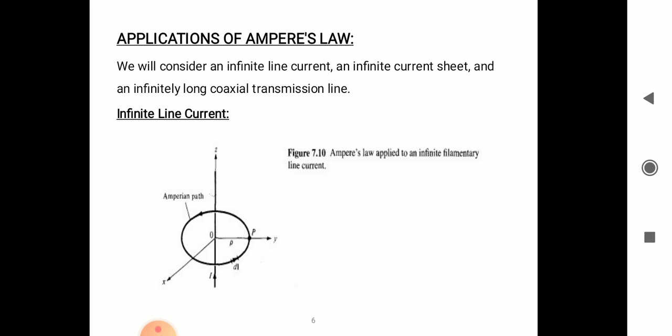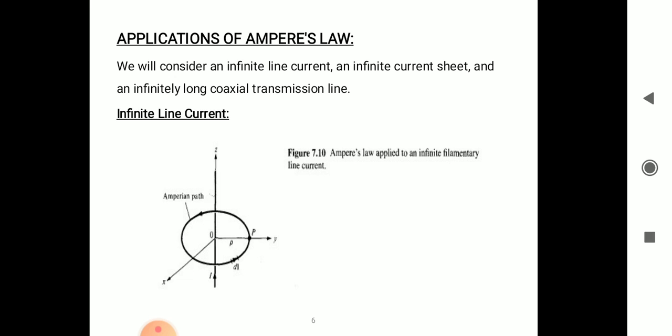You see here, I am taking a straight long current carrying conductor. I is the current that is flowing through the conductor. That conductor is situated in the z direction. You see, I have selected an Amperian path that passes through the point of interest P, where I want to find out H bar, the magnetic field intensity. It is a perpendicular distance from the conductor. Therefore, the perpendicular distance is rho.